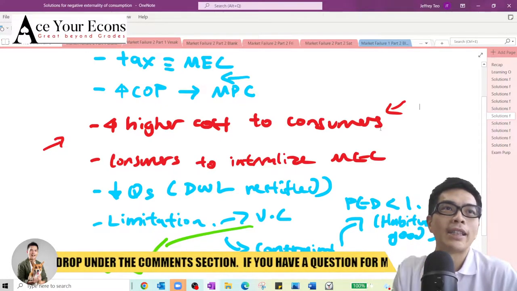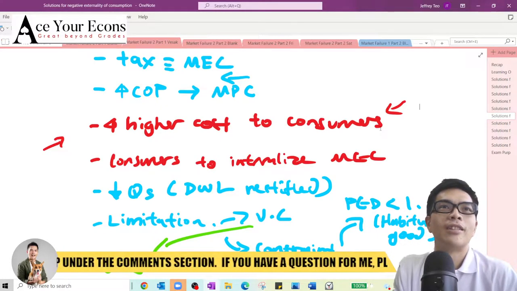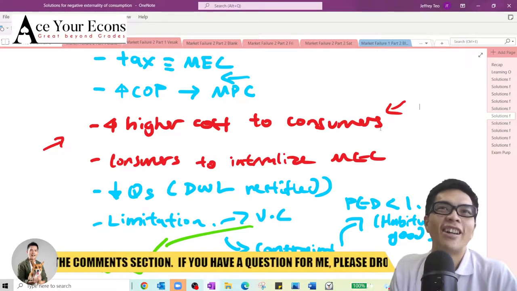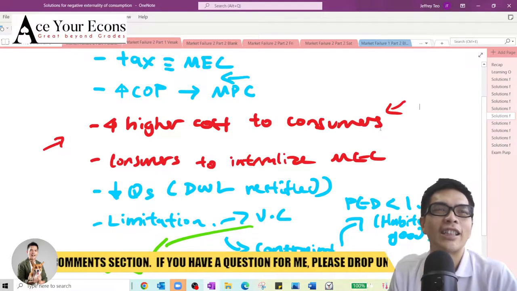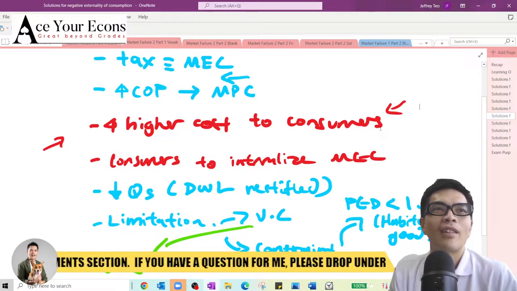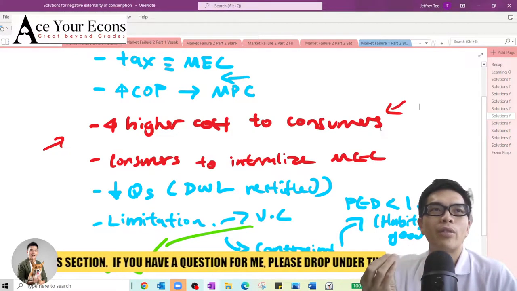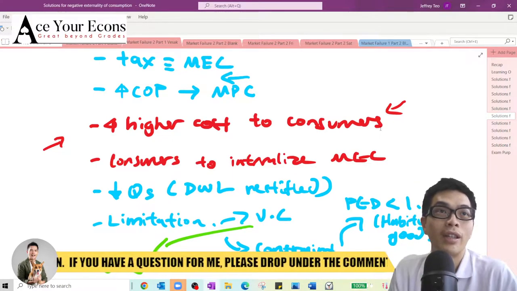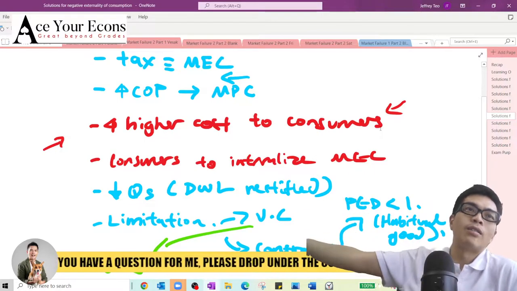Another one is what? SSB. What is SSB? Sugar sweetened beverage. You will eventually encounter SSB very soon, right? Sugar sweetened beverage should be what? Okay, when you consume sugar drinks, what is the third party cost to others?